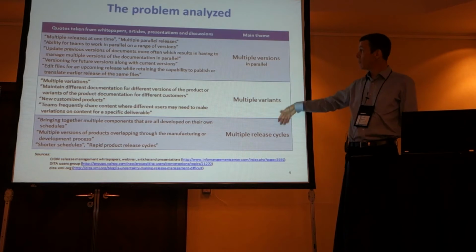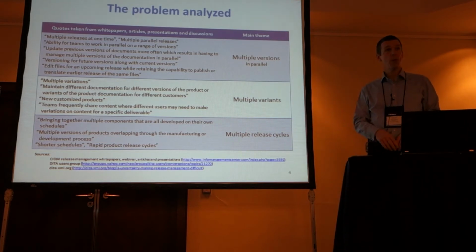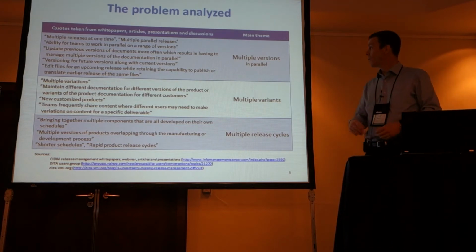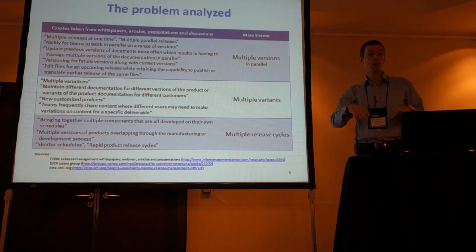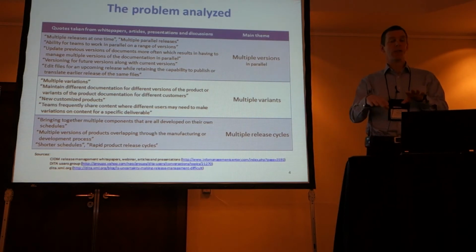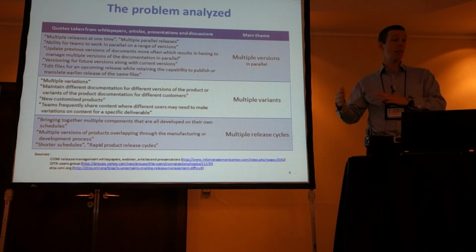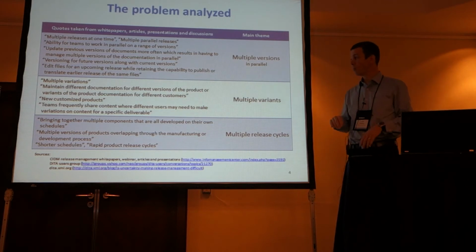And I identified 3 main themes. The problems that people were faced with when they were trying to manage releases was managing multiple versions in parallel. So when you're documenting several versions of a product, and you need to maintain those versions over time. Okay, so that's quite a typical example.